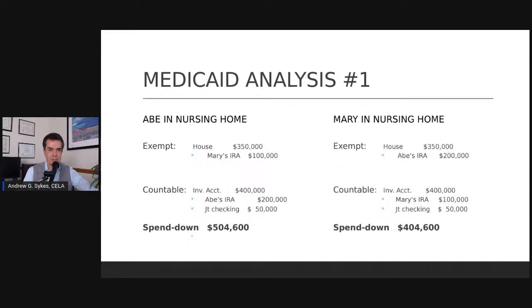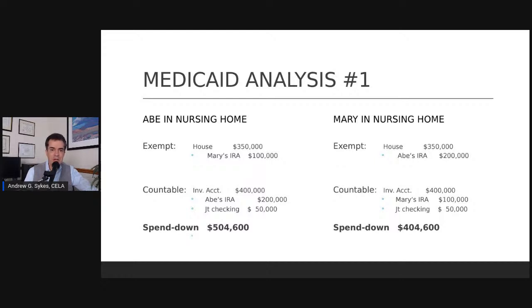So if Abe was in the nursing home in Pennsylvania, their house would be exempt and Mary's IRA would be exempt. So these other assets would be countable, and Mary would be entitled to something called a community spouse resource allowance. So she'd be able to keep some of this, and out of their 1.1 million, they'd have to spend down about $504,000 before qualifying for Medicaid.